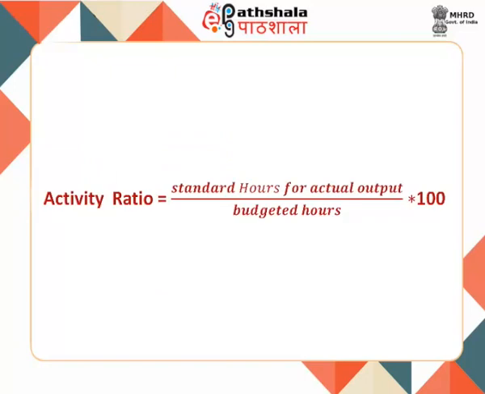Activity ratio. This ratio measures the level of activity attained by the firm over the specified period. Symbolically, activity ratio is equal to standard hours required for actual output divided by budgeted hours and multiplied by 100.